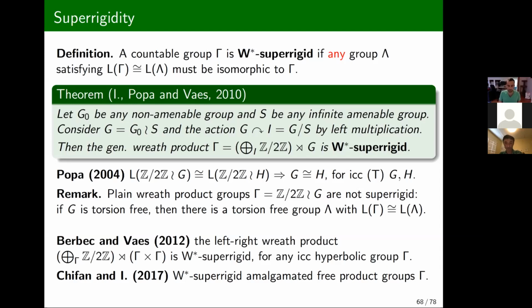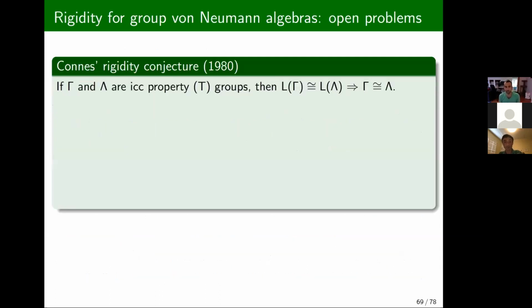And along this line, there's an old conjecture of Connes that predicts that, in fact, all property T groups should be superrigid. So let me mention that. This is Connes' rigidity conjecture from 1980. So it says that if Gamma and Lambda are ICC property T groups, and L of Gamma is isomorphic to L of Lambda, then Gamma should be isomorphic to Lambda.